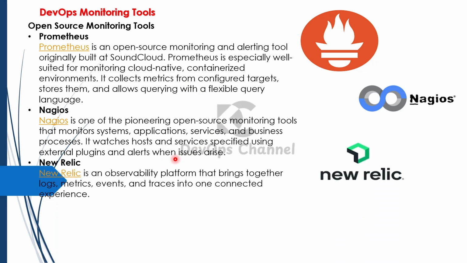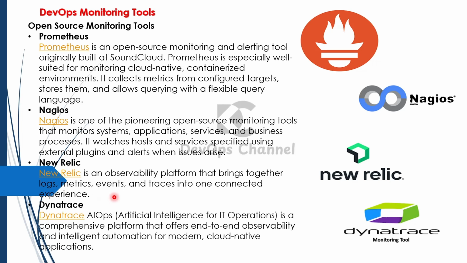Next one is New Relic. So that's the icon of New Relic. It's an observability platform that brings together logs, metric events, and traces into one connected experience. All of them have their own features, and you should check out their pages to find out which is suitable for your software or for your application.